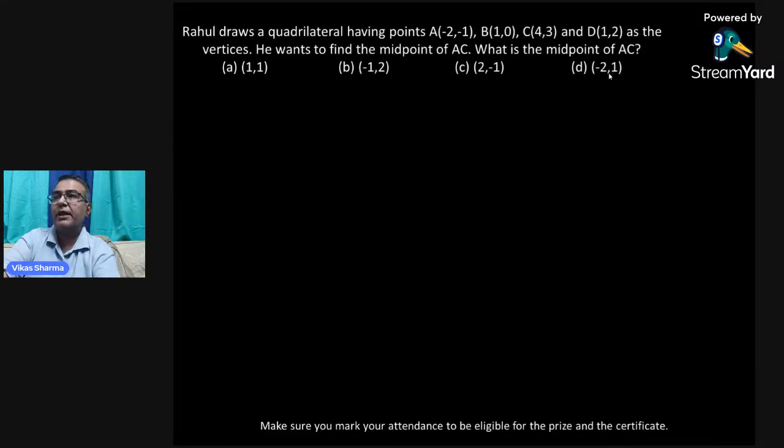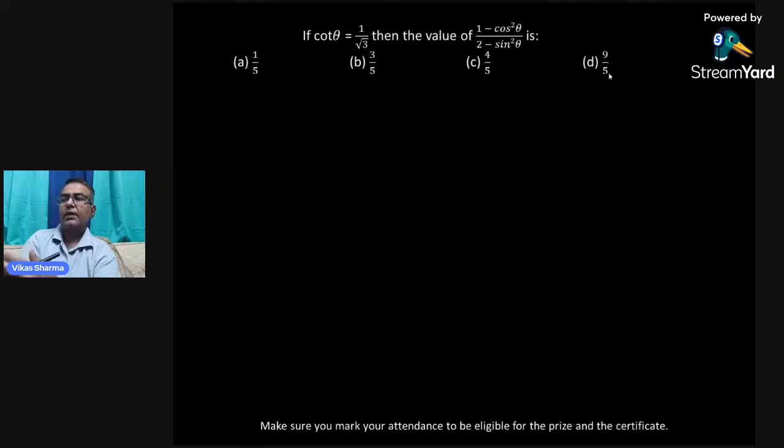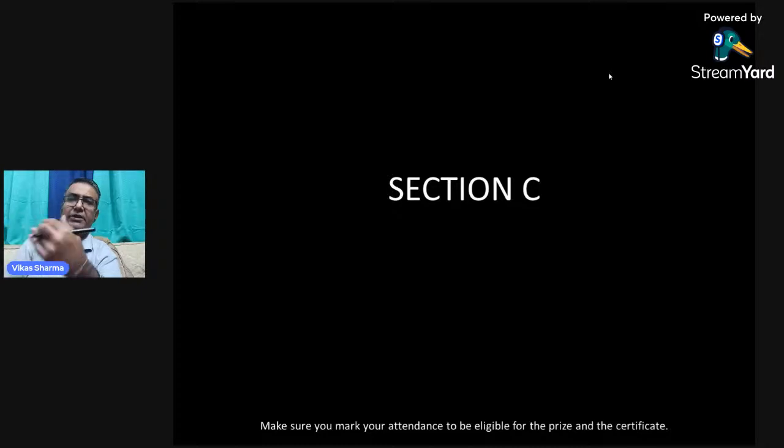Right, question number 19 is again coordinate geometry, I think, quadrilateral having points as this, and we have to find the midpoint of AC. Question number 20 is trigonometry. Cot theta value is given, and you have to find the value of this expression. Fairly straightforward, and that brings us to the case study.